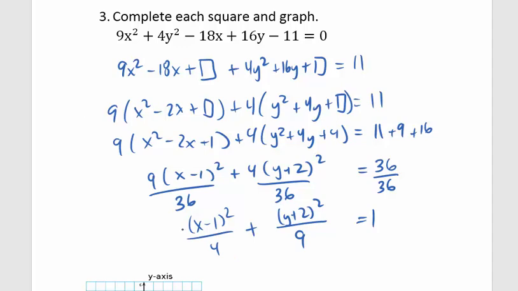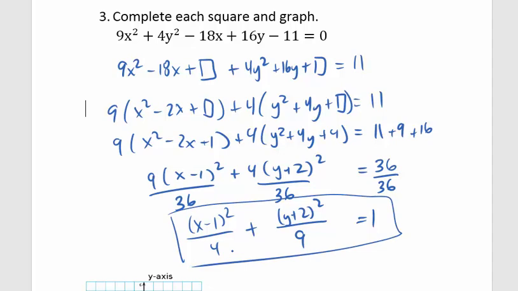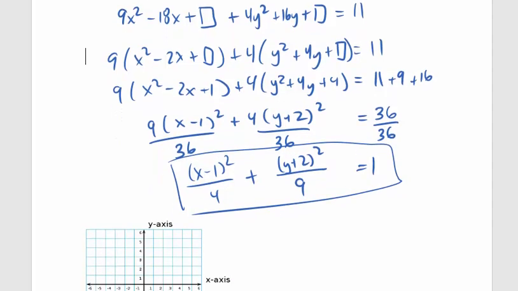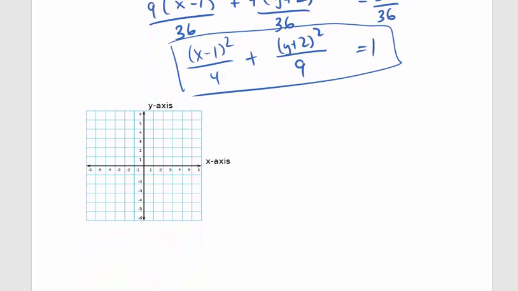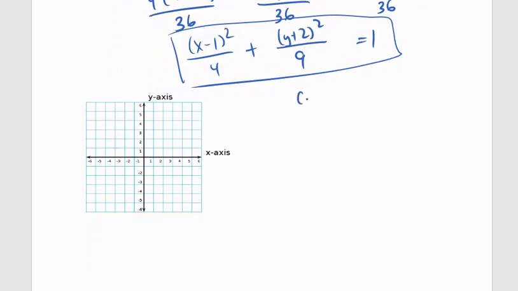Now I have my equation all set up in the form of an ellipse, and I'm ready to graph it. So let's scroll down here and graph this guy. Alright, so first let's find the center. And the center, notice if it's x minus 1, that means it's shifting to the right 1. So my x coordinate is shifted to the right 1. Y plus 2, that means it's actually shifted down 2. So the center will be at 1, negative 2. So come over to my graph, 1, negative 2.